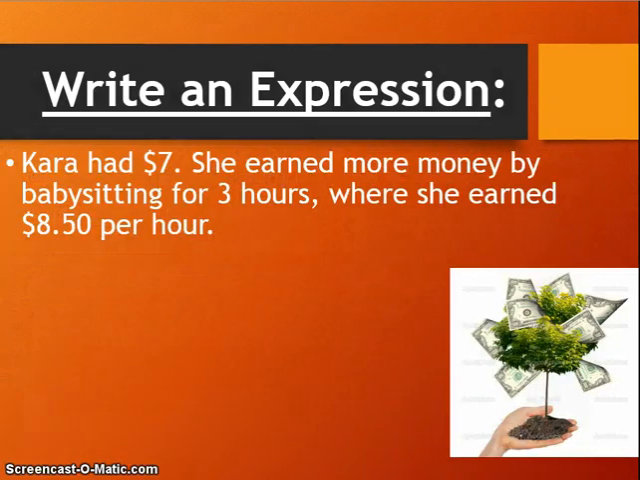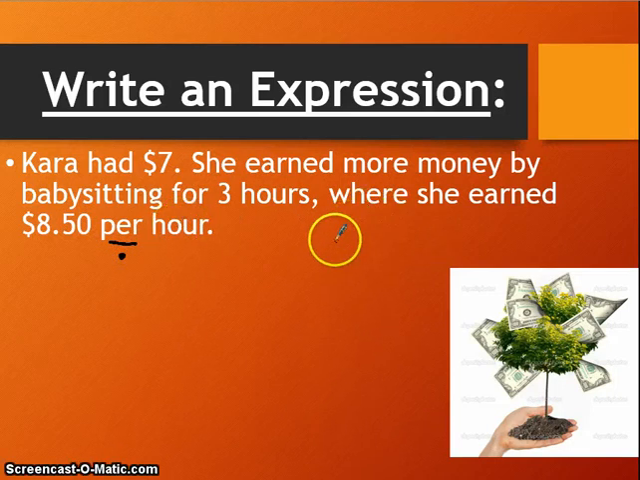Let's look at another example. Remember, think about whether you know or do not know something in the statement. Kara had $7. She earned more money by babysitting for 3 hours, where she earned $8.50 per, now remember we know what per means, multiply, hour.